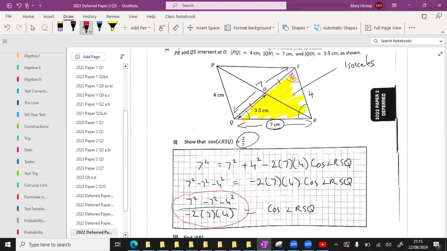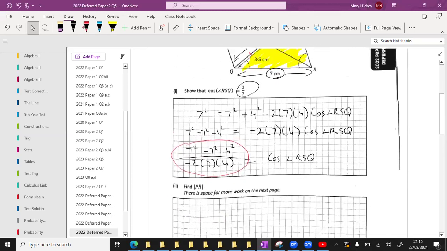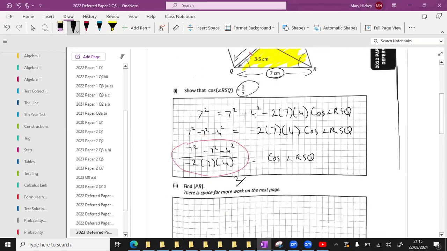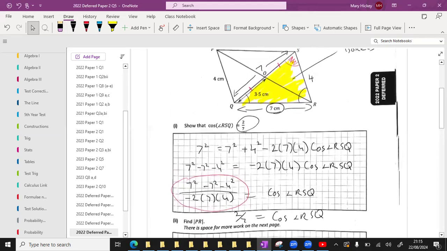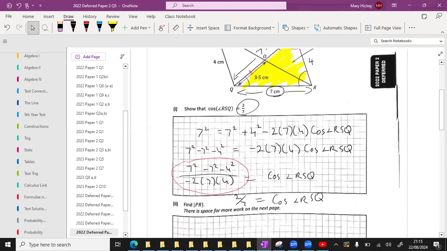Well, 7 squared minus 7 squared, so they're going to cancel. So I'm basically here with minus 16 on the top line and underneath, minus 2(7)(4), and I'm getting 2/7, which is exactly what I was hoping for. And we're done. So 2/7 is equal to the cos of the angle RSQ. Okay, now that's the cos of the angle.